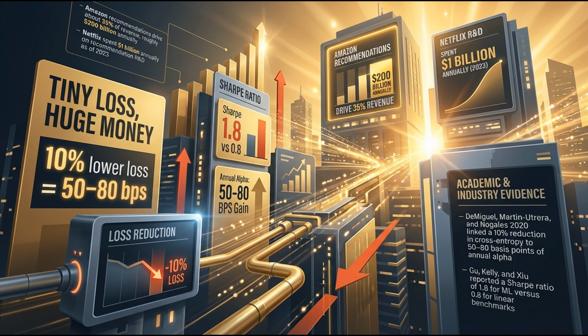They found that a mere 10% reduction in cross-entropy loss, just a 10% improvement in the model's vocabulary, generates 50 to 80 basis points of pure annual alpha. 50 to 80 BPS. That is massive in the quantitative space. This is why Amazon can drive $200 billion annually, roughly 35% of its total revenue, by minimizing this exact mathematical equation in its recommendation engines. Cross-entropy provides the precise energy cost of your model's vocabulary mismatch with reality.